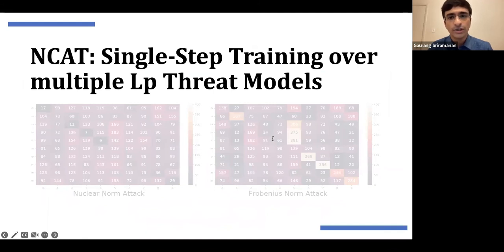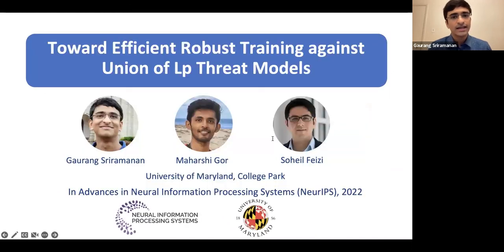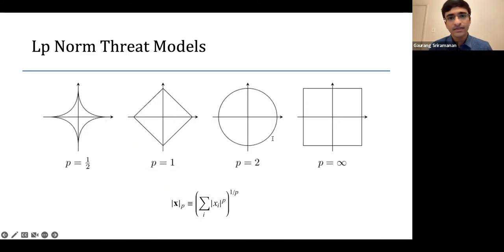I'll now move on to how we can essentially implement these single-step techniques for training robust models that are valid across multiple different threat models simultaneously. So namely, the following will be content from a paper titled Toward Efficient Robust Training Against Union of LP Threat Models. And this was joint work with my colleagues, Maharshi Gore and Professor Sohail Faizi at the University of Maryland, College Park.